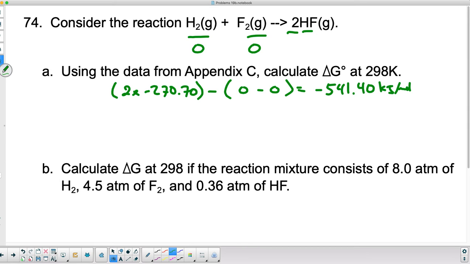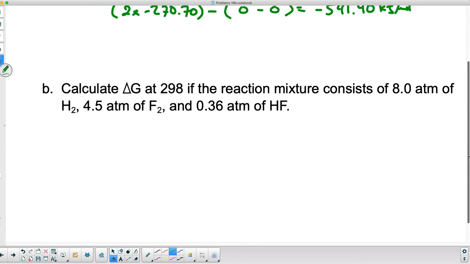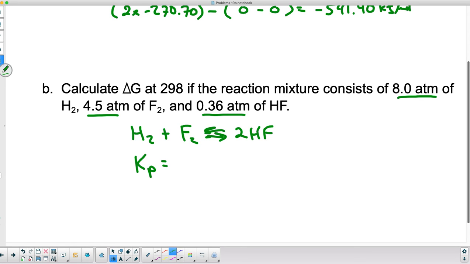Now, what am I doing for B to get a non-standard value? Calculate the delta G if the reaction mixture consists of 8 atmospheres, 4.5 atmospheres, and 0.36. Let's go back to the reaction, H2 plus F2 yields 2HF. Why would they give us this? Well, this isn't equilibrium. So we're going to calculate the delta G at 298 if the reaction mixture consists of these amounts.